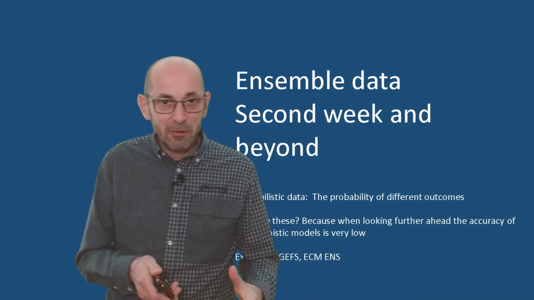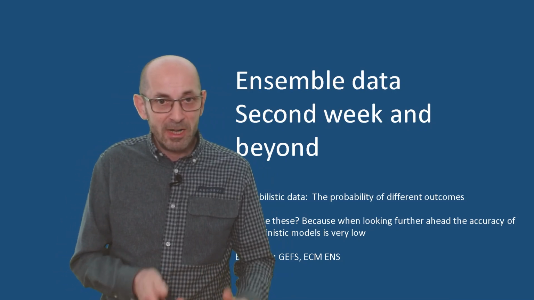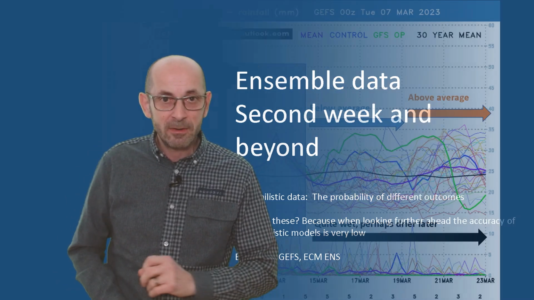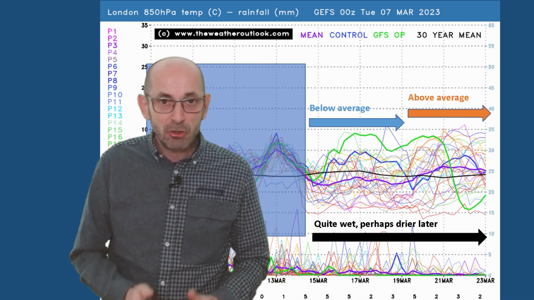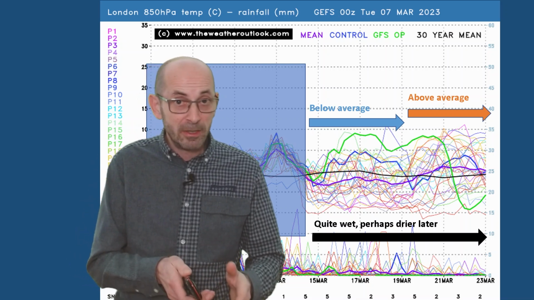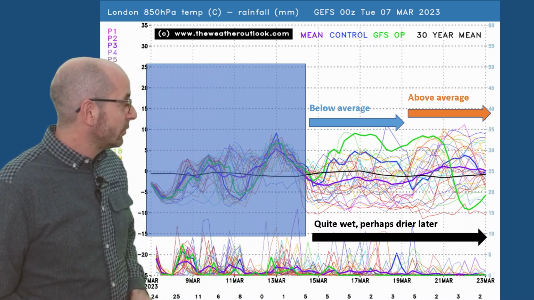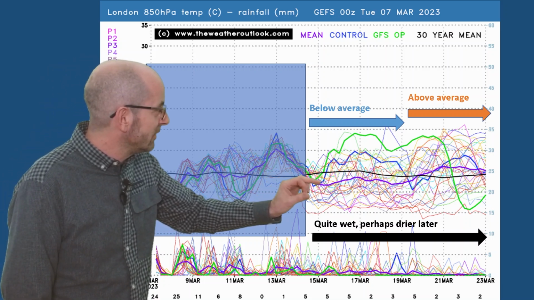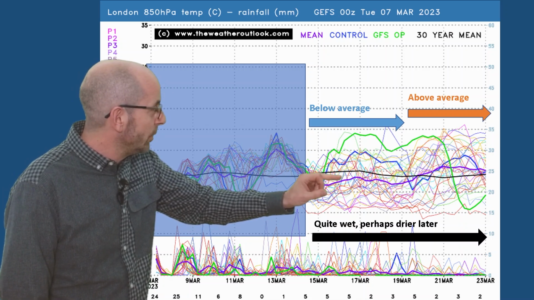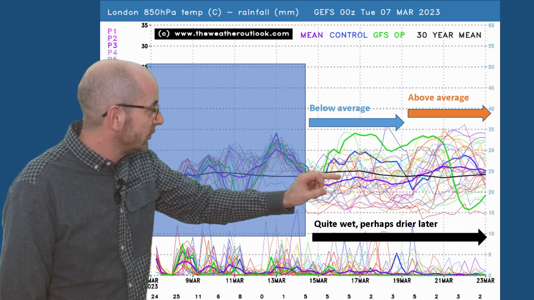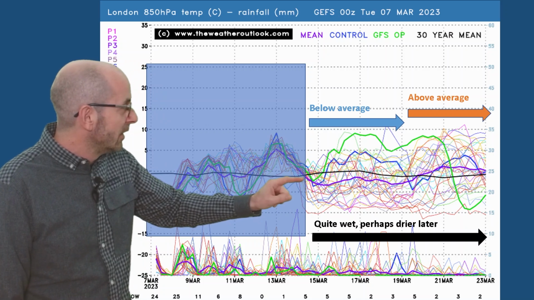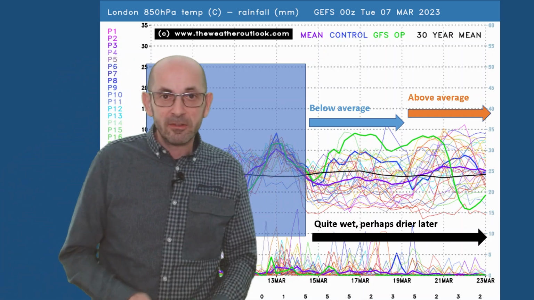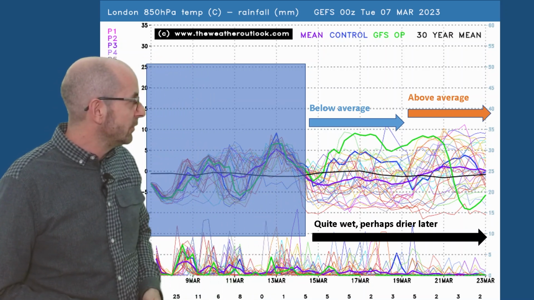Well, it's all about trends and probabilities, of course, at this range, as I always say. And I'll start with a 16-day GEFS plot for London. Air mass temperatures across the top. The signal's fairly clear, and it's suggesting that they will be a little bit below the average, at least for the first 4 or 5 days. The thick purple line is the ensemble mean, and it's staying below the thick black line, the 30-year average.